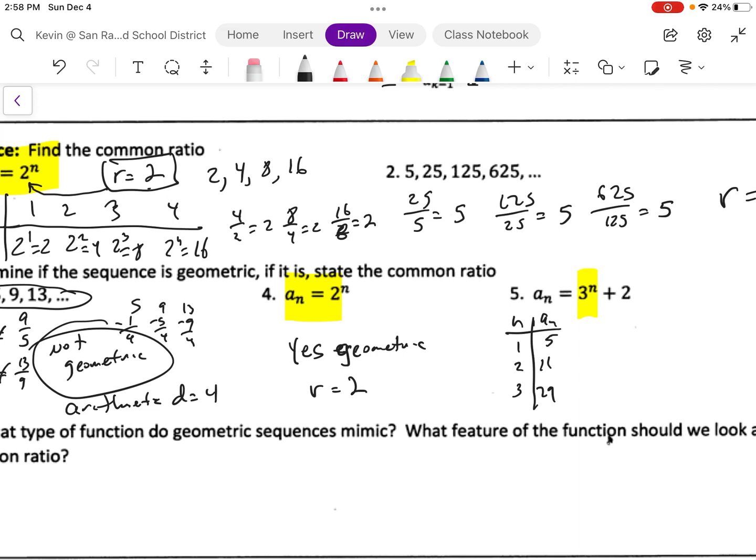Well, if I look at these ratios, if I take 11 and divide it by the previous term 5, does that equal 29 divided by 11? It doesn't. And the reason is because of this plus 2. So 3 to the n would be geometric, but anytime we're adding or subtracting a constant to it, it means it's not geometric.